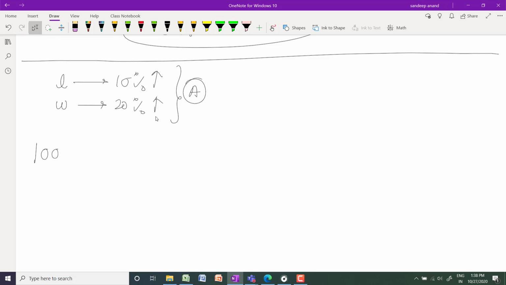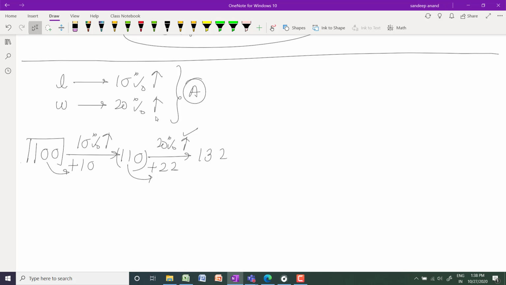So for that, what is my step? Initially the area is 100, with a 10% increase in length. So 10% of 100 will give you 10. You need to add both values. The value becomes 110. Now 20% again increases. So 20% of 110 comes to 22. You need to add because it is an increase in value. So 110 plus 22 gives 132. Now initially the area was 100. Now it becomes how much? 132. So the percentage change in area is how much? 32%. This is one aspect which I already discussed with you.